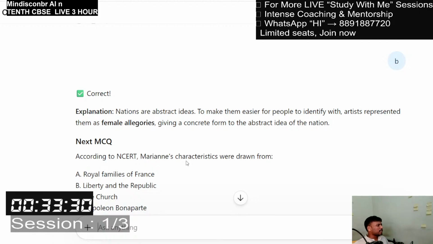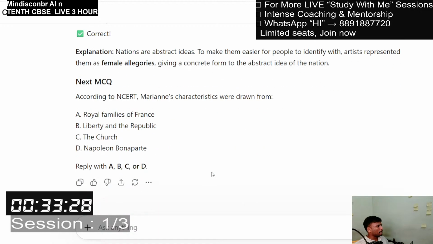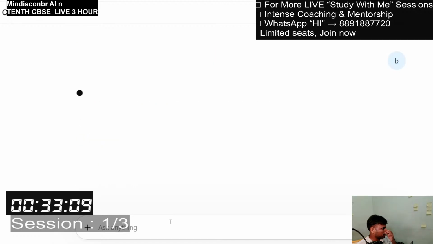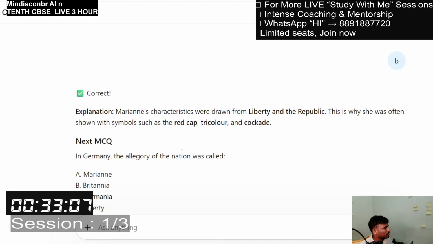According to NCERT, Marianne's characteristics were drawn from royal families of France, Liberty and the Republic, the Church, or Napoleon Bonaparte. I think it's Liberty and the Republic. Marianne's characteristics were drawn from Liberty and the Republic. This is why she was often shown with symbols such as the red cap, tricolor, and cockade.